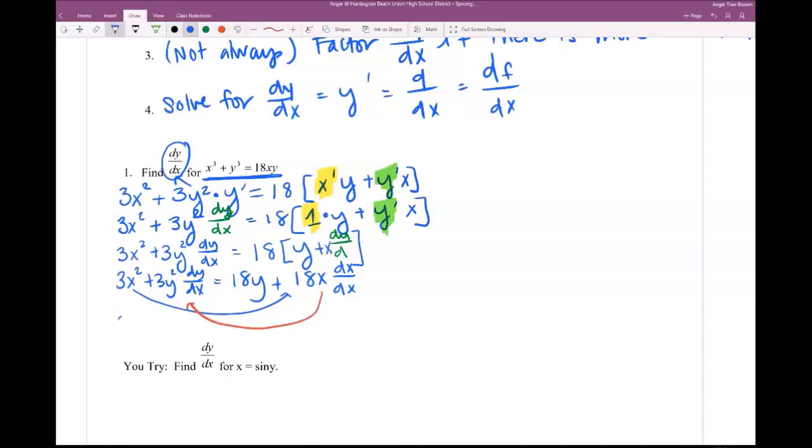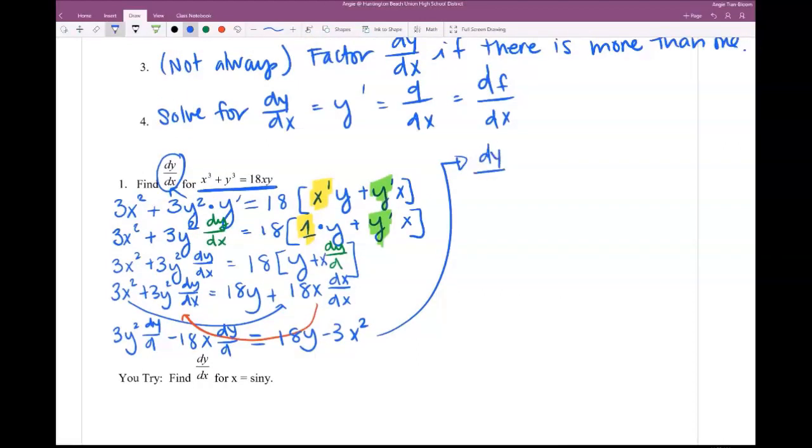So when I do that, I have 3y squared dy/dx minus 18x dy/dx equals 18y minus 3x squared. Then I'm out of space, so this goes here. Then step number 3 is, it's not always, but in this case we are going to factor out dy/dx. So take out your dy/dx from the left side. You're left with 3y squared minus 18x equals 18y minus 3x squared.